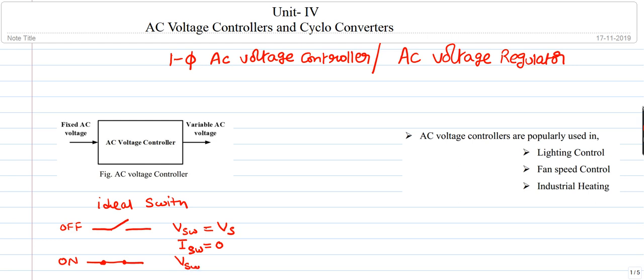V switch will be 0 and I switch will be load current. So these are the assumptions we have made with an ideal switch.